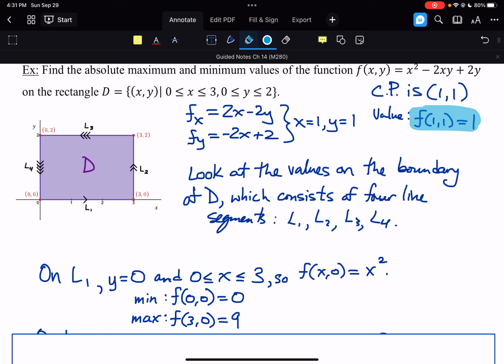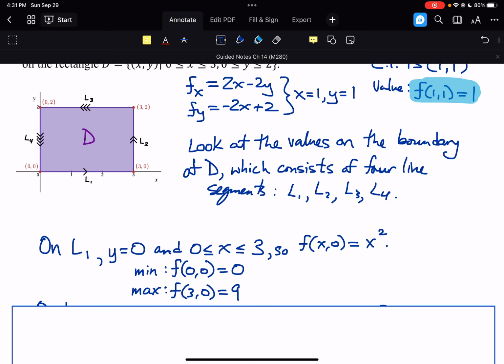So it's the smallest here, and it's the largest here. Again, this is a parabola, so it's going to go up as it moves along from the first to the last point. So those are the max and min for L1.